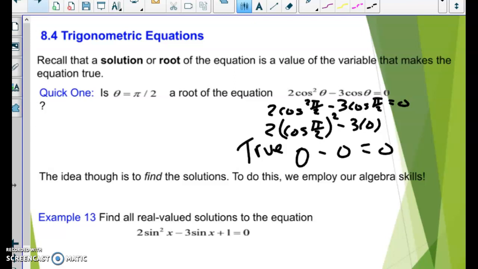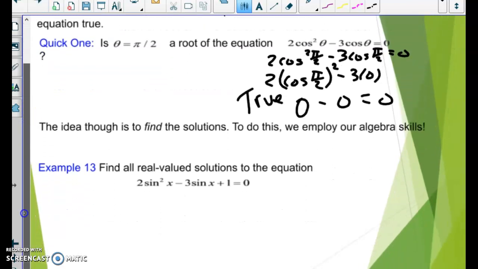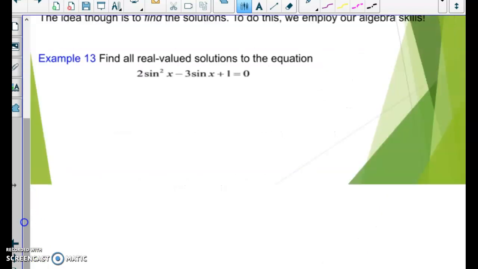Well, the idea, though, is to find the solutions. To do this, we employ our algebra skills. So instead of just guessing what it is and then testing it, we're trying to find them. So if I make a substitution, y equals the sine of x, I get 2y squared minus 3y plus 1 equals 0. And we're used to factoring that.